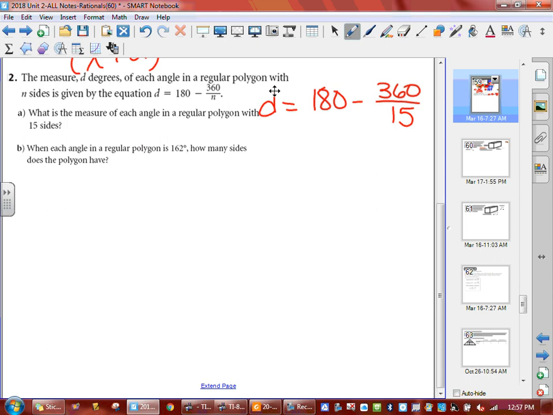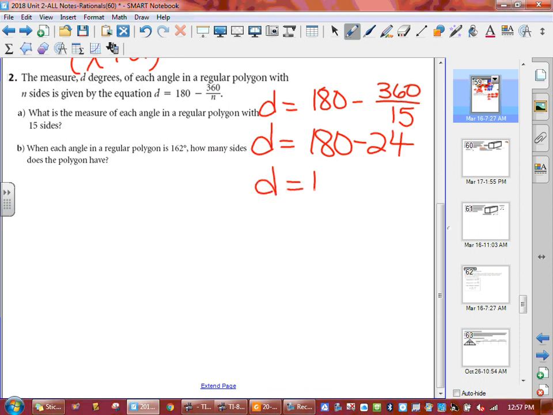And that's going to give us 180 minus 24, which is going to give us 156 degrees.